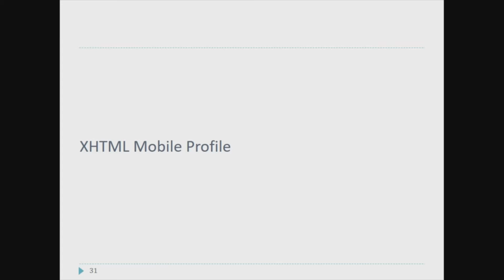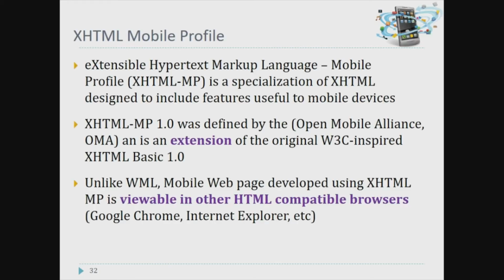Okay, next part we go for the XHTML mobile profile. So X here refers to extensible, extensible HTML. HTML is the hypertext markup language. So we have XHTML, extensible hypertext markup language. And the mobile profile we call XHTML MP. So MP refers to the mobile profile.